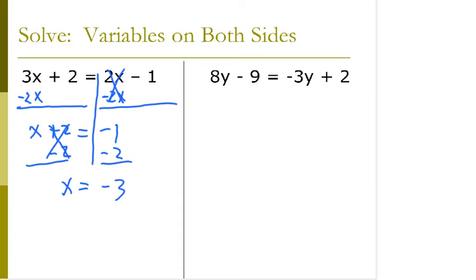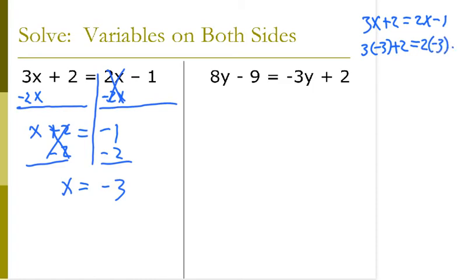And we know this is true because were we to go back and put this negative 3 here and here, we're going to end up with the same value. So let's just demonstrate that that's actually going to take place. So if we had 3x plus 2 equals 2x minus 1, and we're checking if that's going to work out, we're going to put a negative 3 where the x is. So 3 times negative 3 plus 2 should have the same value as 2 times negative 3 take away 1.